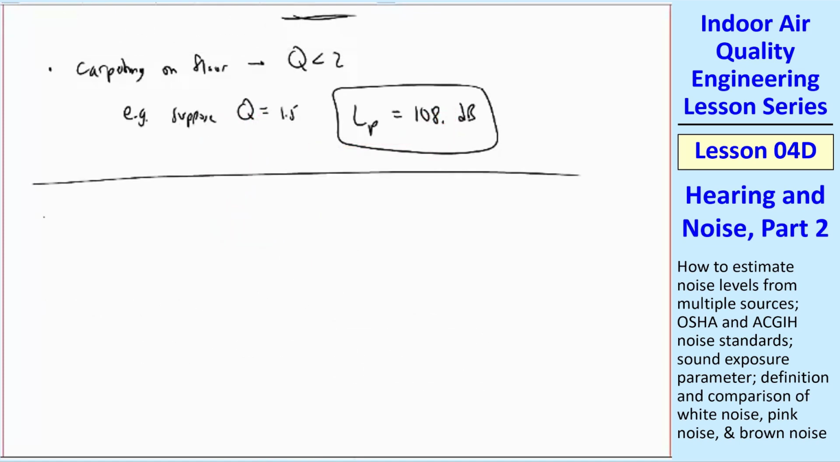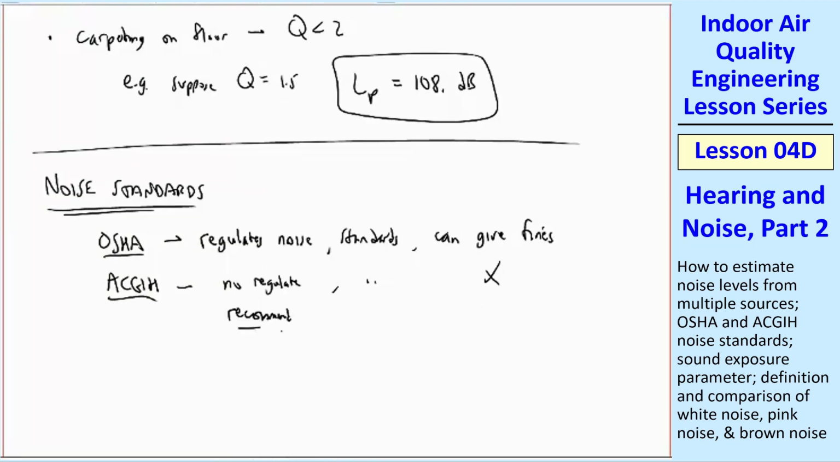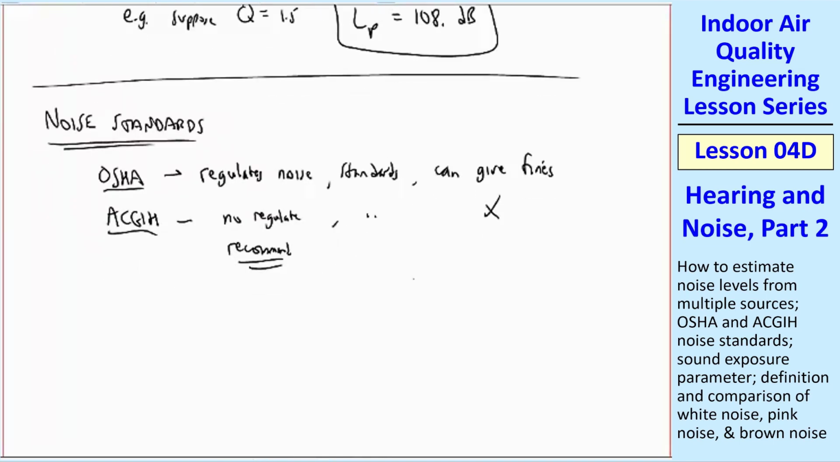I wanted to mention then noise standards. OSHA is the government agency that regulates noise. They have standards and they can give fines if you don't comply. ACGIH, they do not regulate, but they do have standards and they cannot give fines. So it's very similar to what we talked about previously. They just give recommendations. And in general, they're stricter recommendations than OSHA is, just like with the gases.